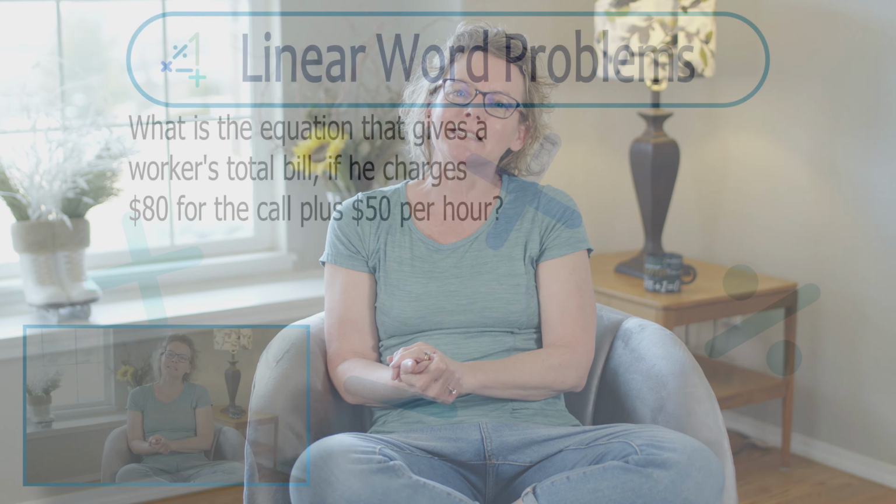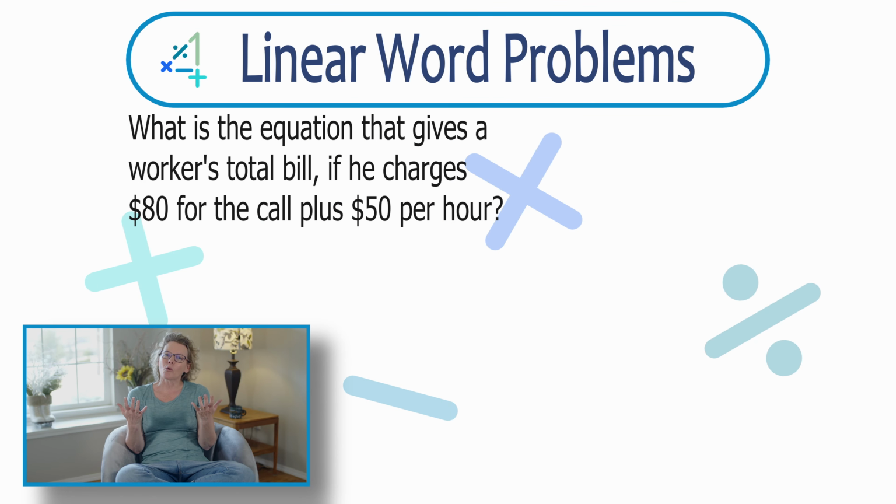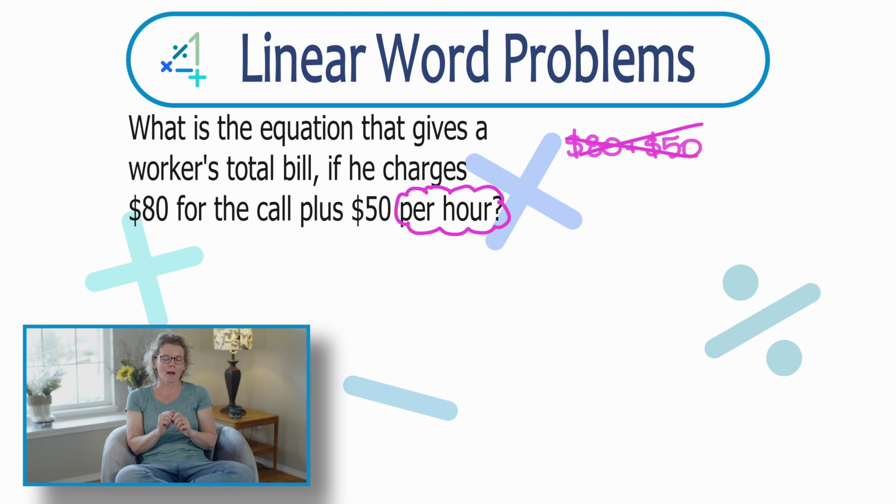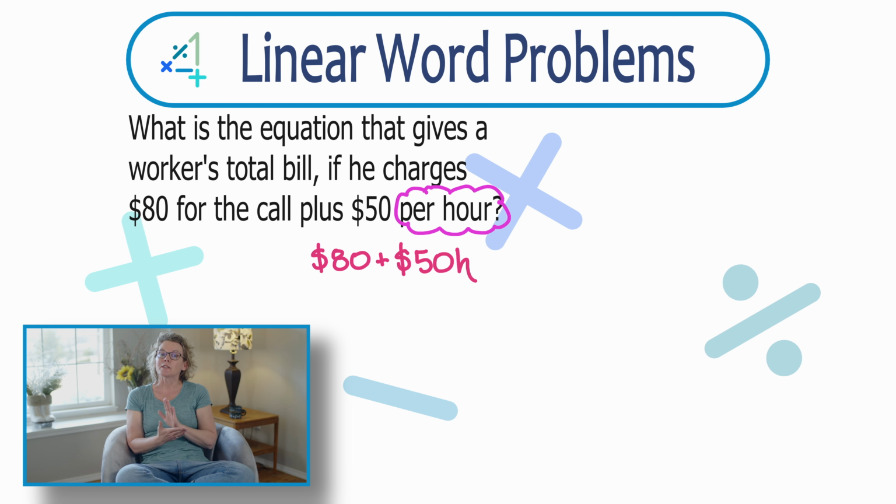Here's a specific example. What is the equation that gives a worker's total bill if he charges $80 for the call plus $50 per hour? His bill sounds like $80 plus $50, but that per hour means that it changes based on how long he was working. So the bill would be $80 plus $50 times H, or however long he took to do the work.